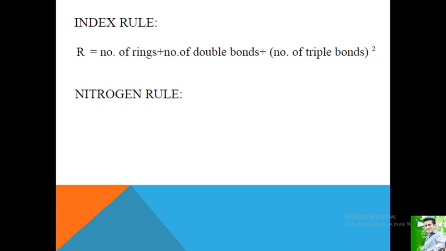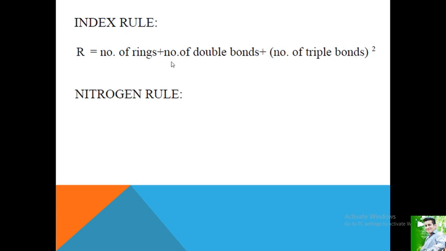So now we are going to learn about the index rule. In 1H NMR, the index rule is also called the ring rule. According to this rule, the number of unsaturated sites, that is R, is equal to the number of rings of the molecule plus the number of double bonds plus twice the number of triple bonds.